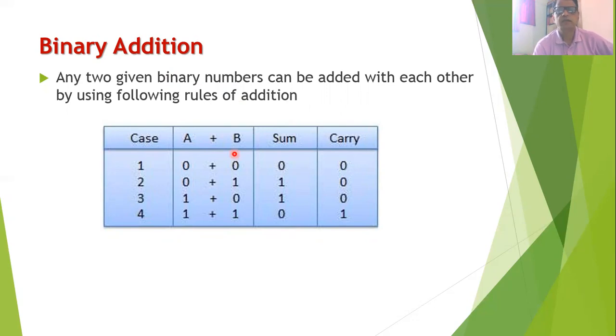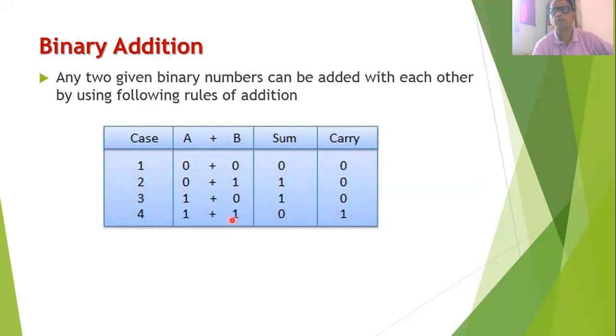In case of two binary bits, there are four possible cases. Suppose the first bit is 0 and the second bit is 0, that is 0 plus 0. In that case, the sum is also 0 and the carry is also 0. Whenever we perform any addition operation on binary bits, there are two outputs: one is the sum and another is the carry. Similarly, 0 plus 1 is equal to sum 1 and carry 0. 1 plus 0 is equal to sum 1 and carry 0.